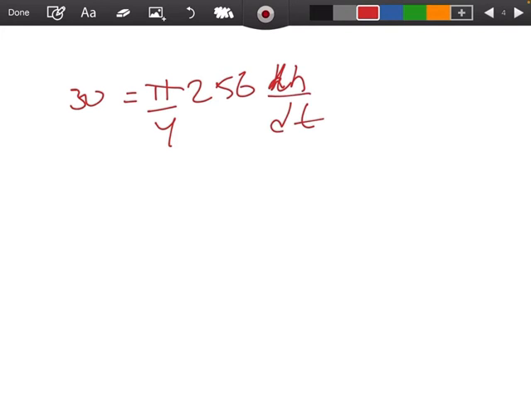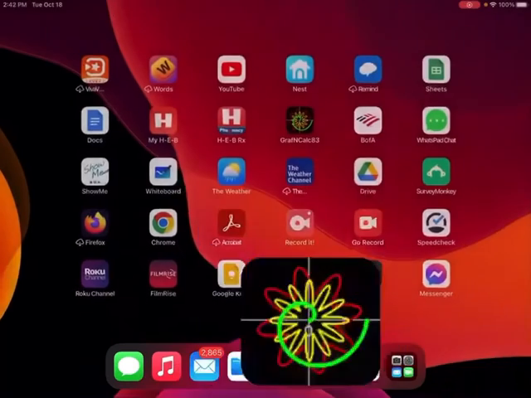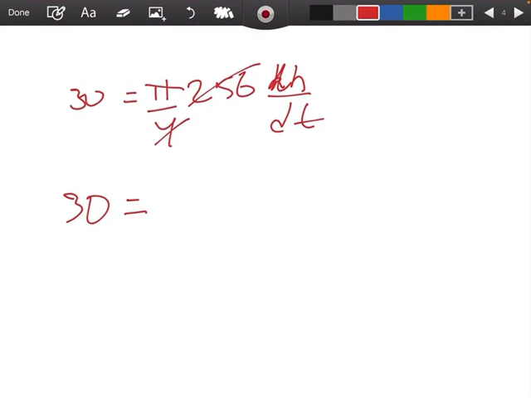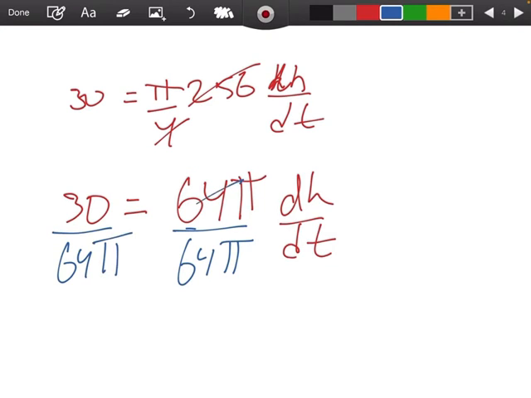So 30 equals, let's see, 4 goes into 256. 256 divided by 4 is 64. So I have a 64 pi and a dH/dt. So, y'all, if we divide everything by 64 pi, we're going to get 30 over 64 pi equals dH/dt.